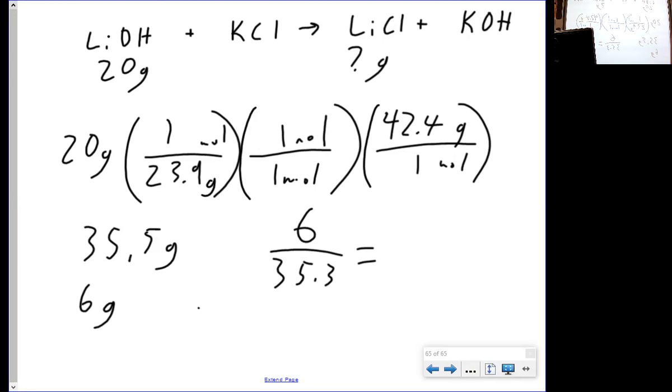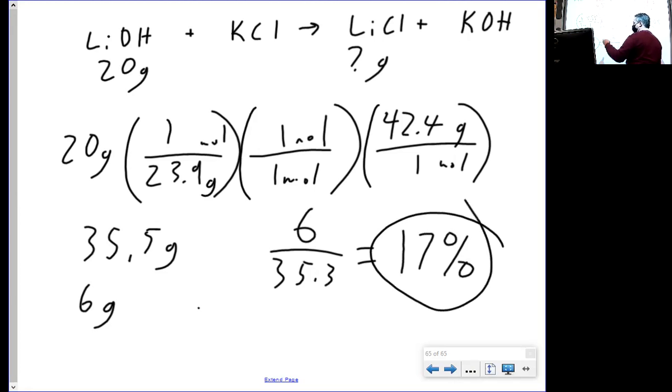You tell me, what do you do? So I do 6 divided by 35.5. Off the top of my head, just looking at it, my guess is about 0.18, 0.17, 0.16, close in there. So 0.169, let's say 17%. That's your percent yield. That's it.